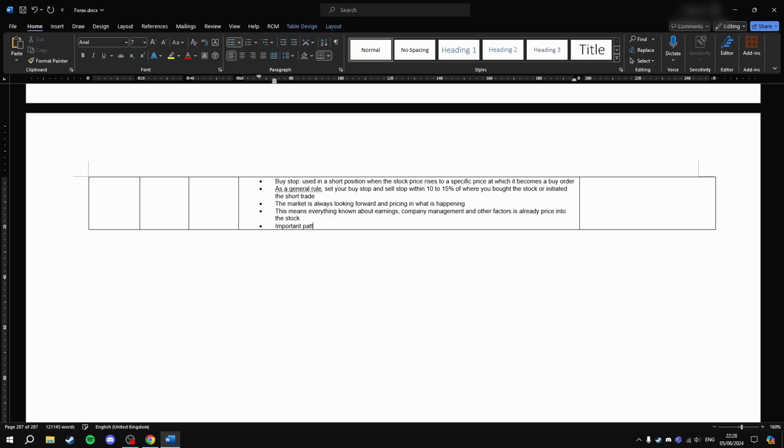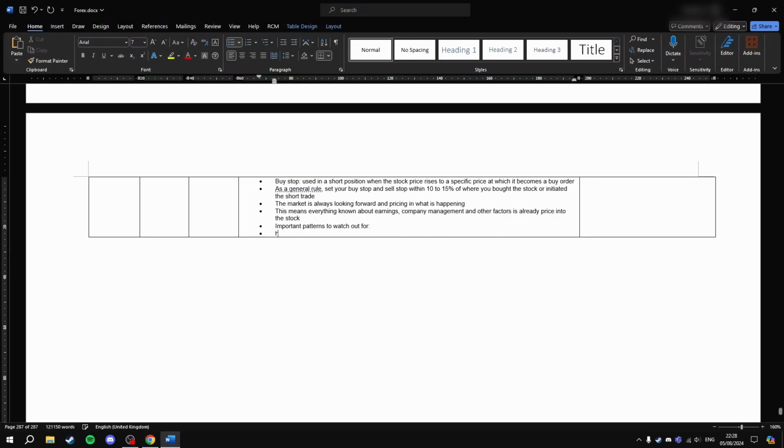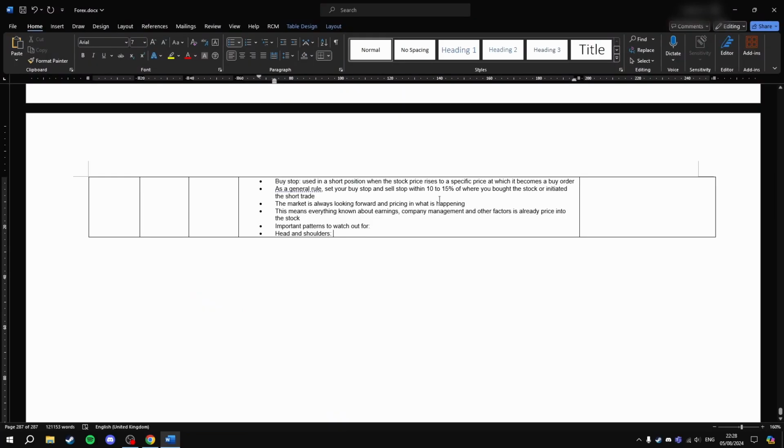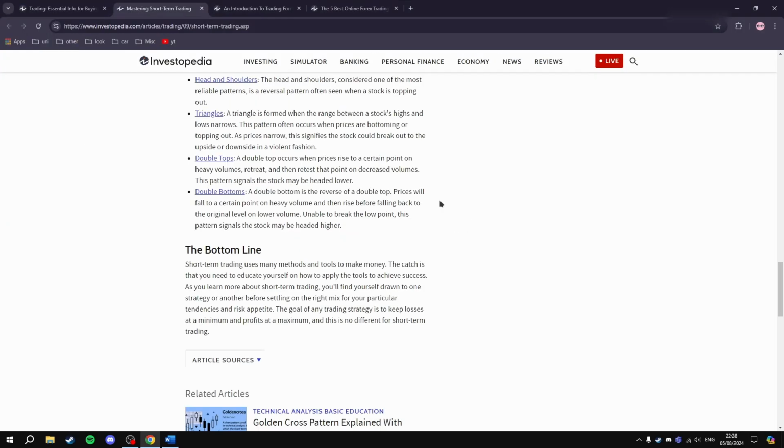Important patterns to watch out for. Head and shoulders, considered one of the most reliable patterns, is a reversal pattern often seen when the stock is topping out.